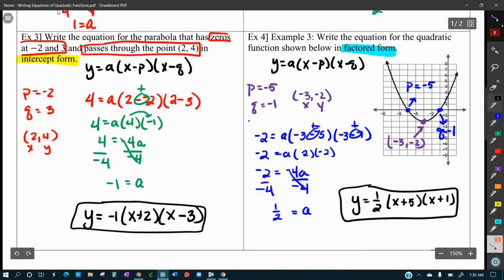Pause this video. And this is what you should have had for your answer. So I chose the vertex at negative 3, negative 2. This can be any coordinate. It doesn't have to be a random one. You can choose a special one. Even if the y-intercept had been a nice pretty number, you could have chosen the y-intercept as well. I wasn't sure if this was a coordinate, so that's why I did not choose it. I knew for a fact that this was a nice whole number. Should have had y equals 1/2 times x plus 5 times x plus 1.